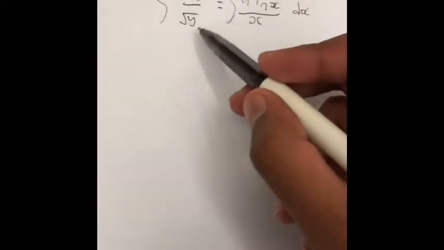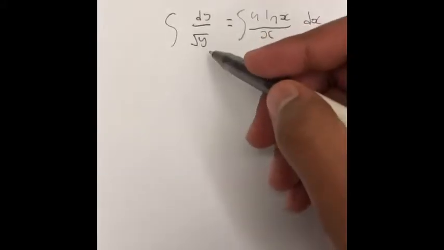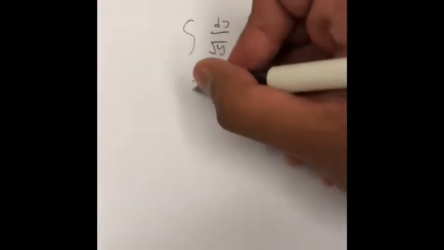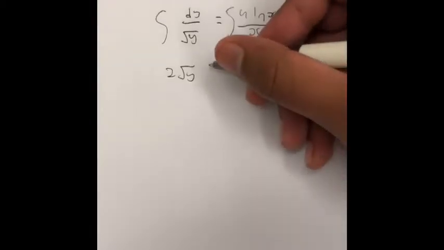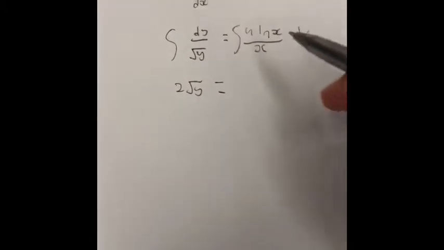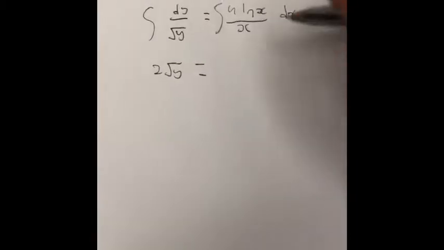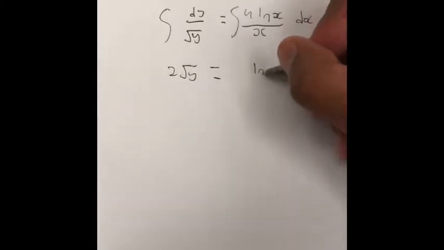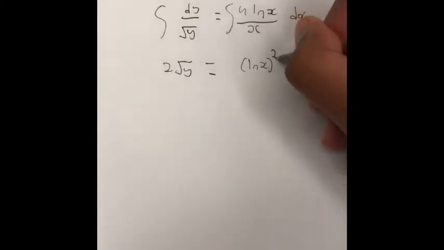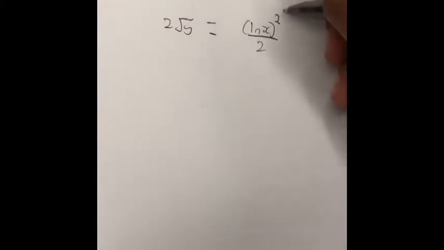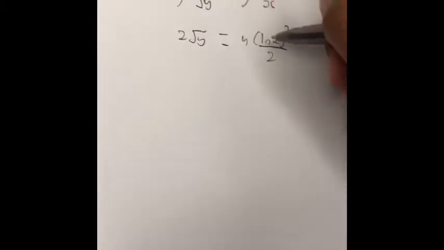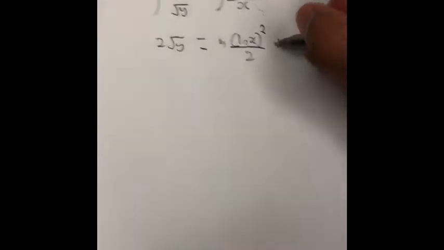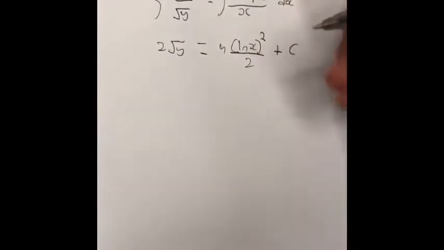Now we'll integrate this side and this side. The integration of 1 over square root of y is 2 square root of y. We know this by fast track. And the integration of 4 ln x over x is ln x squared over 2. We divide by the power, and right before also. And of course we should add the constant c.